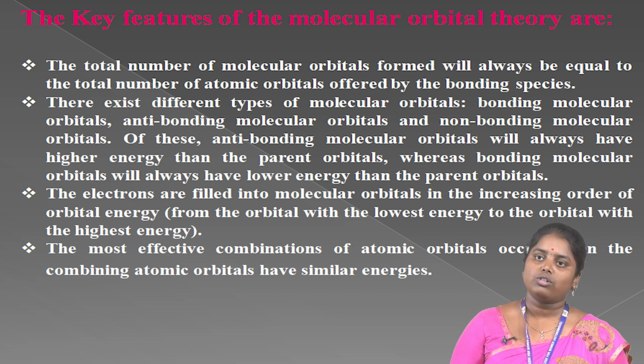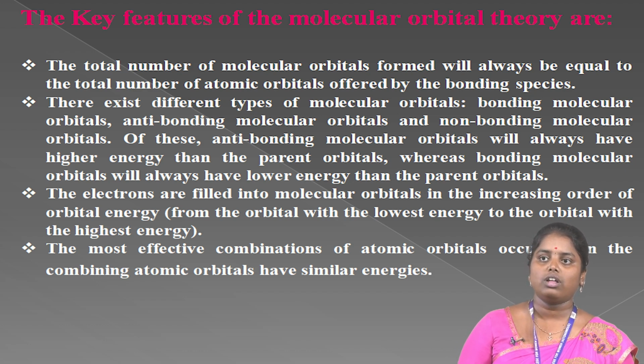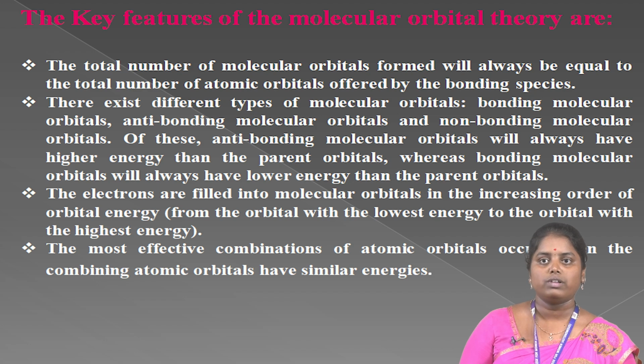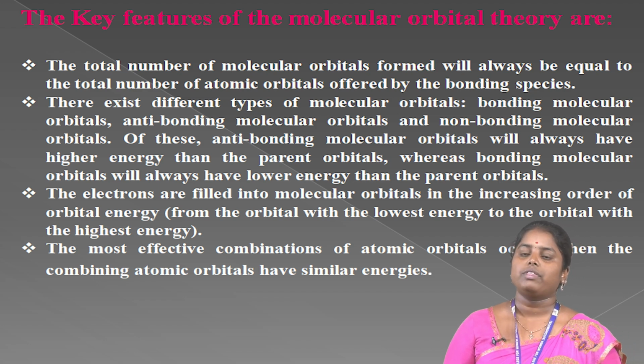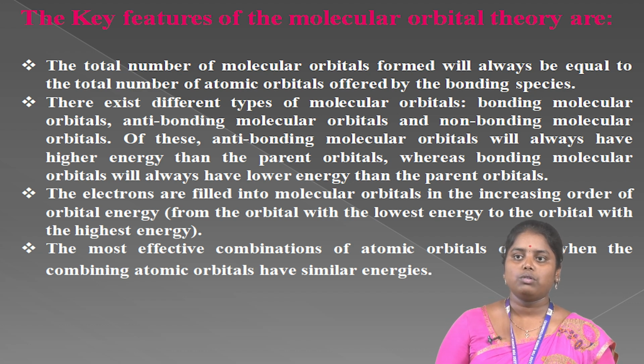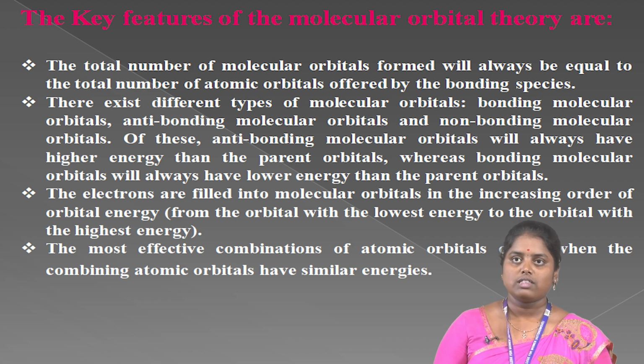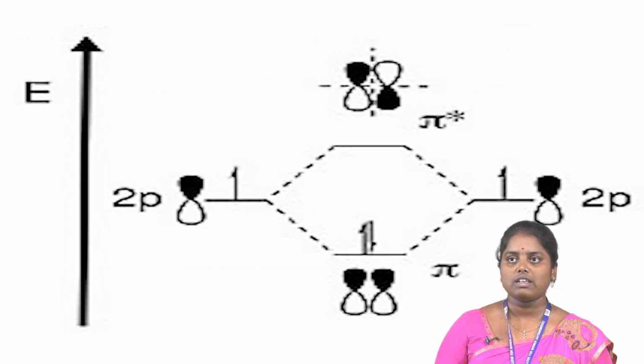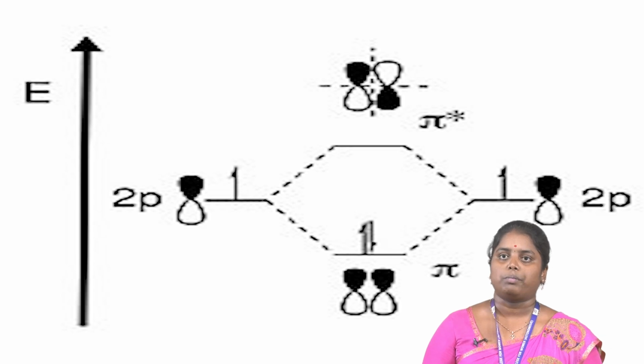Third, the electrons are filled into molecular orbitals in the increasing order of orbital energy, from the orbital with the lowest energy to the orbital with the highest energy. And last, the most effective combinations of atomic orbitals for the formation of molecular orbitals occur when the combining atomic orbitals have similar energies. Next, let's see the important and basic two types of molecular orbitals.